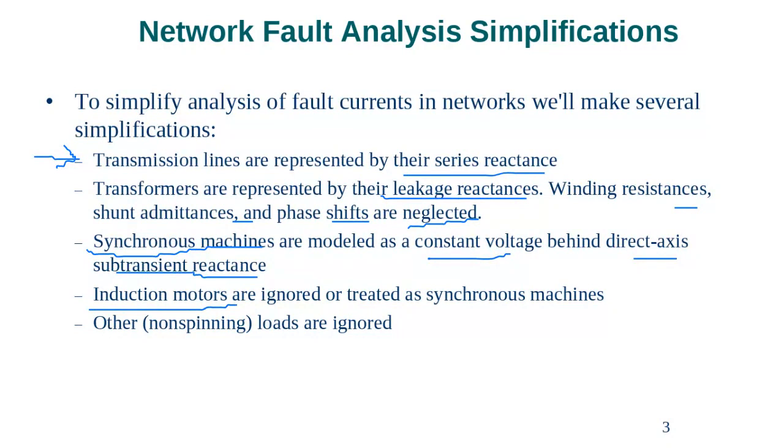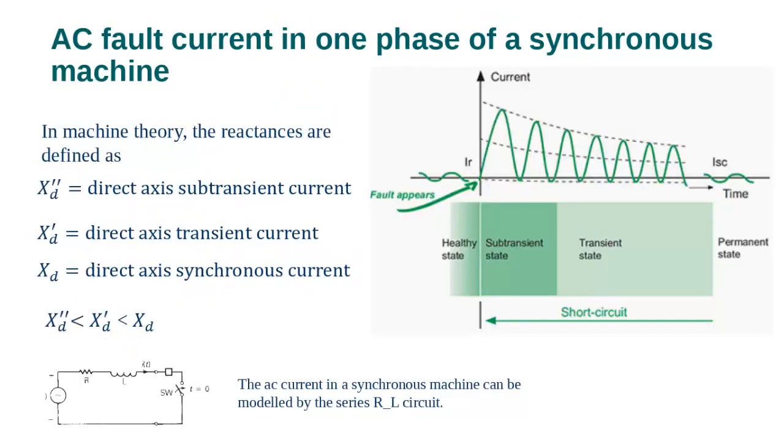Induction motors are ignored or treated as synchronous machines. So if there's an induction motor, then we treat it as a synchronous machine. Any other loads, non-spinning loads, that is not a generator, not a motor, we ignore it, because compared to this one will be small. Any non-spinning loads are ignored. These are the network fault analysis simplifications. Now, why? Of course, you are familiar now with healthy, for example, health.